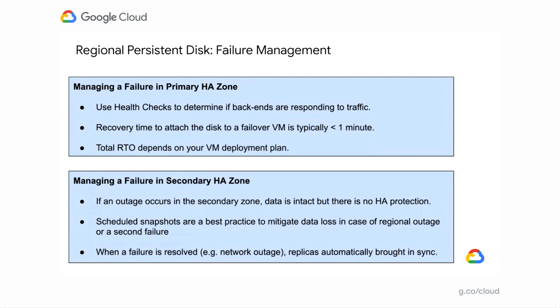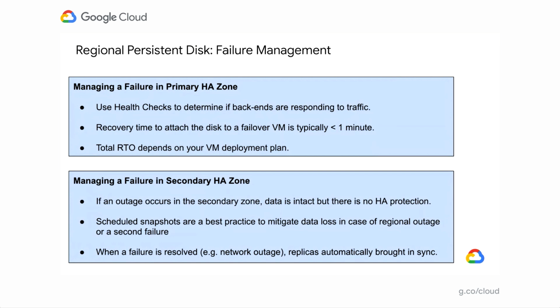So again, the data is replicated to the secondary zone, and you'll be attaching a VM to that disk. It's actually one logical disk that's represented in those 2 zones. The actual RTO that you achieve will depend on how you manage your VM.